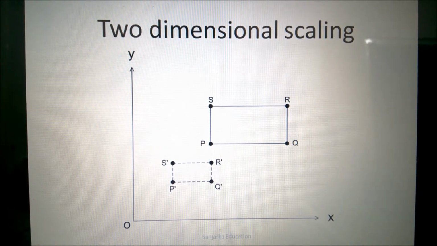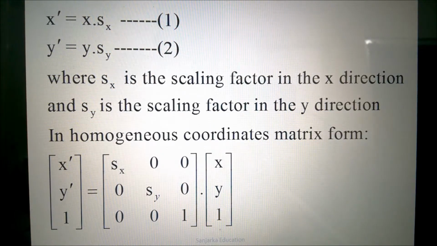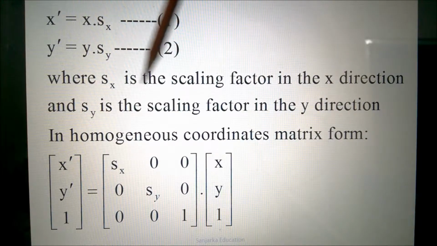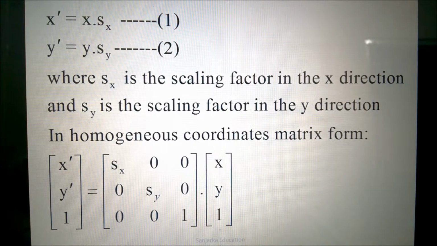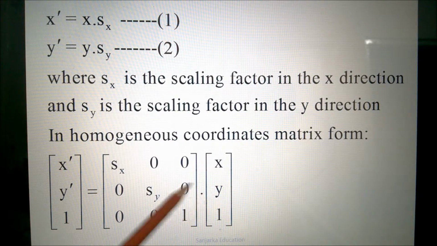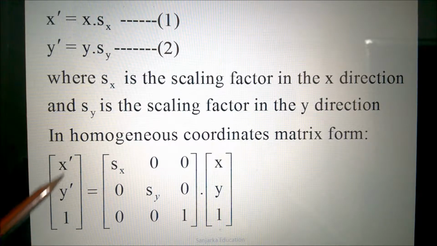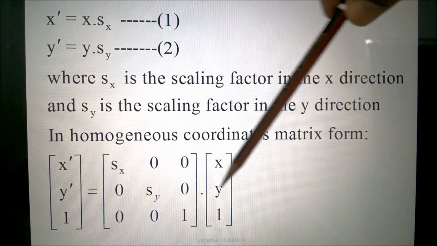But here I have considered 4 points, but we'll discuss only a single point. For scaling, Sx is the scaling factor, and x is the original coordinate, and x dash is the coordinate after scaling. Sx is the scaling factor in the x direction, and Sy is the scaling factor in the y direction. In the homogeneous coordinate matrix form, we can express this as the transformation matrix, and this is the original coordinate. If you multiply these two matrices, you will get the transformed coordinates.